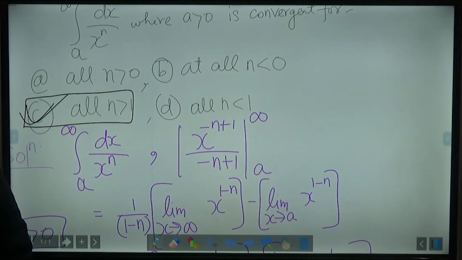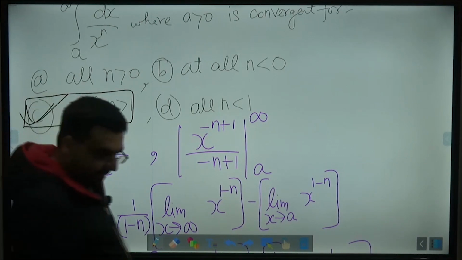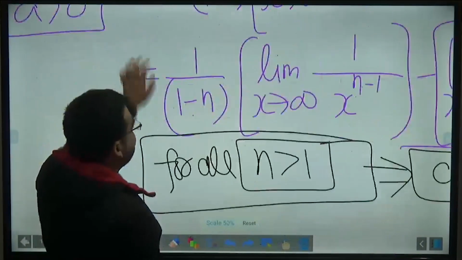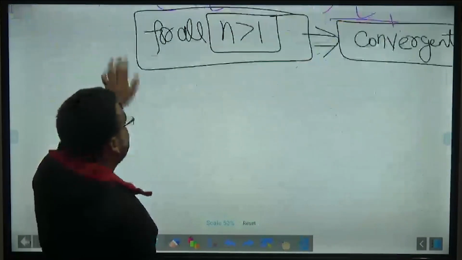Now, after this convergent, divergent, what we discussed in the class was that we move to the topic of partial differentiation. After this, we started the topic of partial differentiation.